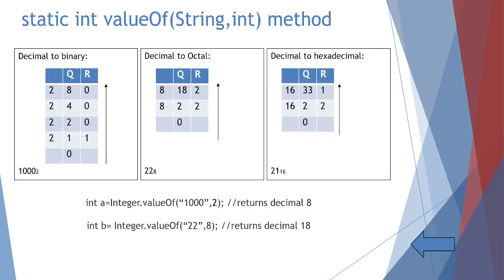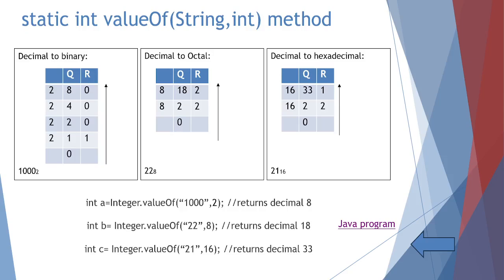Similarly, hexadecimal 33, let's assume, is a number. 16 twos are 32, 1 is the remainder. 16 zeros are 0, 2 is the remainder. We read from down: 2, 1, base 16 means it must return 33. So this is about int value of string comma int.